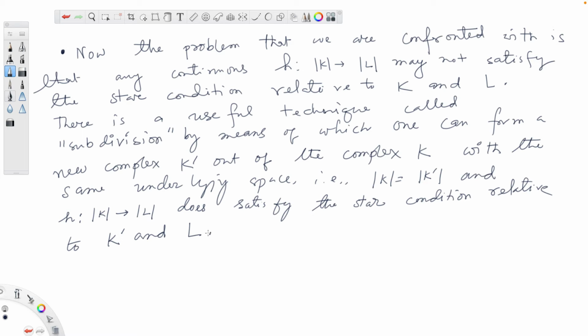So we start with the continuous map between the underlying spaces of the given two complexes, which does not satisfy the star condition relative to the given complexes K and L. First, and then using a technique called subdivision, we build a new complex K prime out of this old complex K, having the same underlying space as mod K. That is, mod K prime is the same as mod K, and H from mod K to mod L does satisfy the star condition relative to K prime and L.